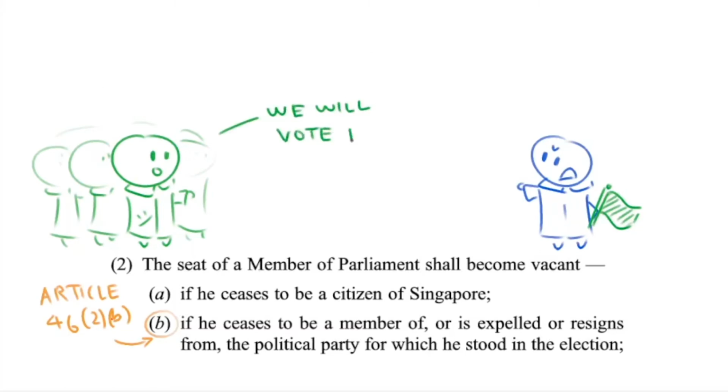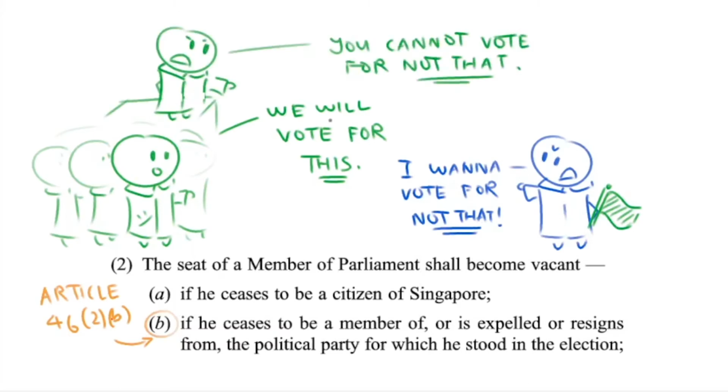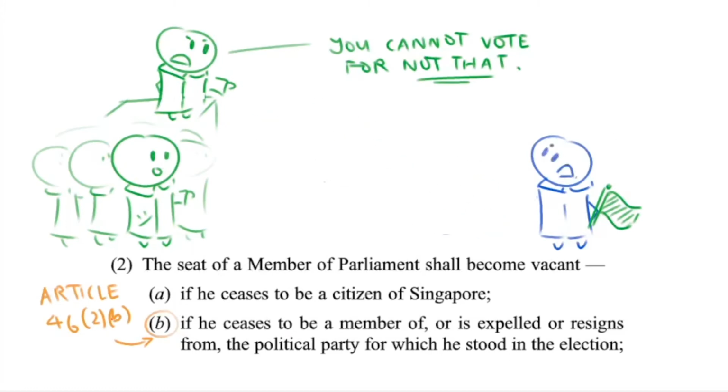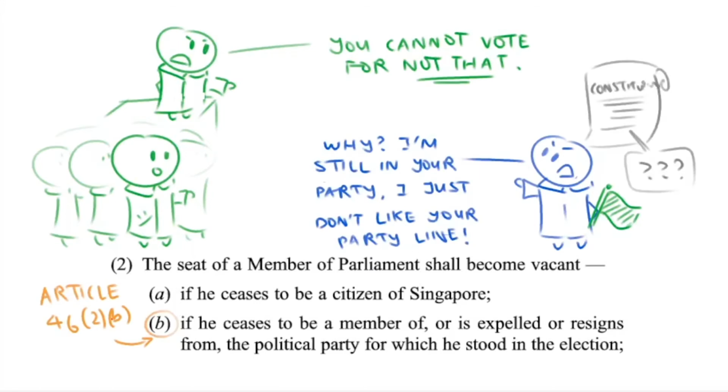Going back to our earlier example, if I don't like Party Green's position, why can't I just vote against them? Well, the answer is I can't. Wait, why can't I? Why can't I vote against my own party? Is that written anywhere on the Constitution or in any other law? No, it's not. It's not written on any law.